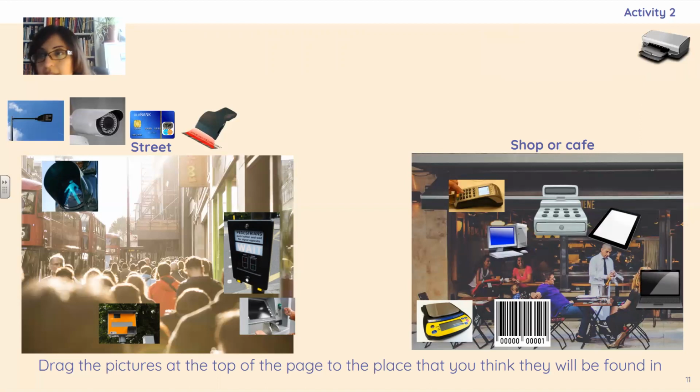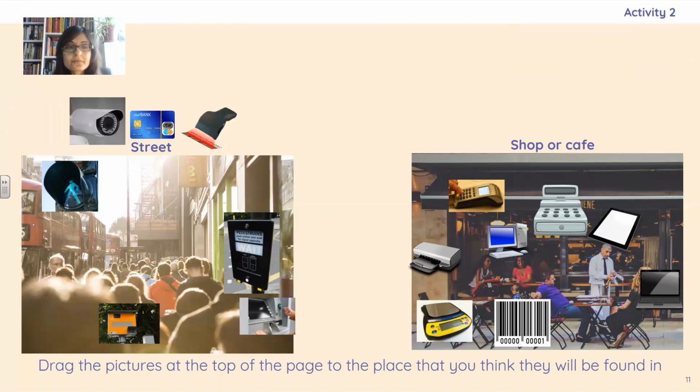And the last one, yes, that is a printer. Where do you think you will find a printer? On the street or the shop cafe? See, going back. On the shop cafes. Street lighting. There we go, over here.